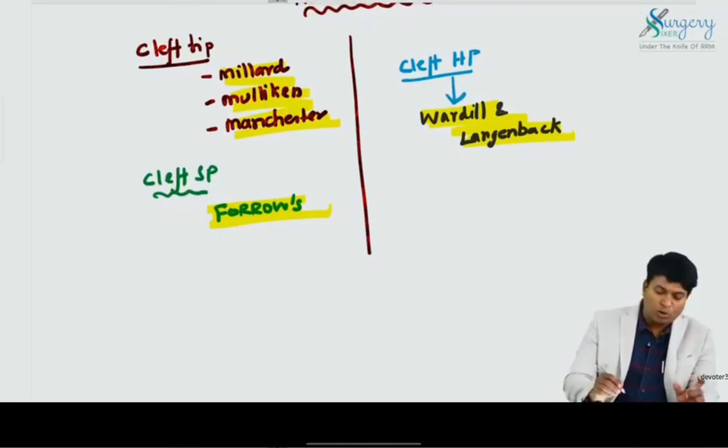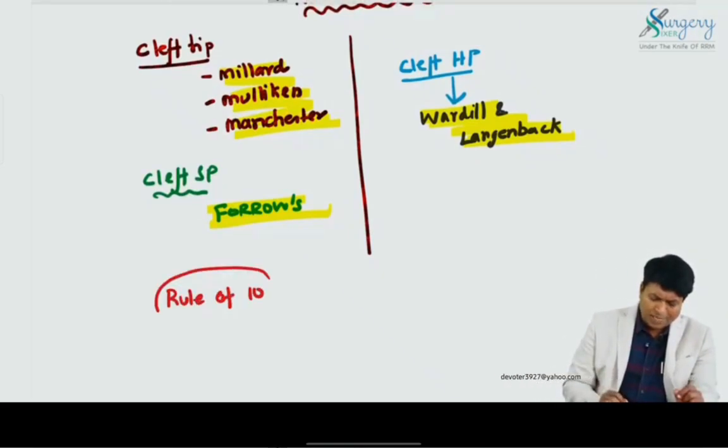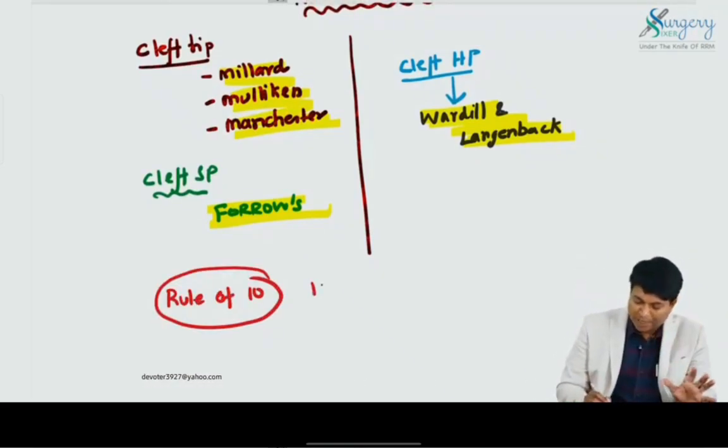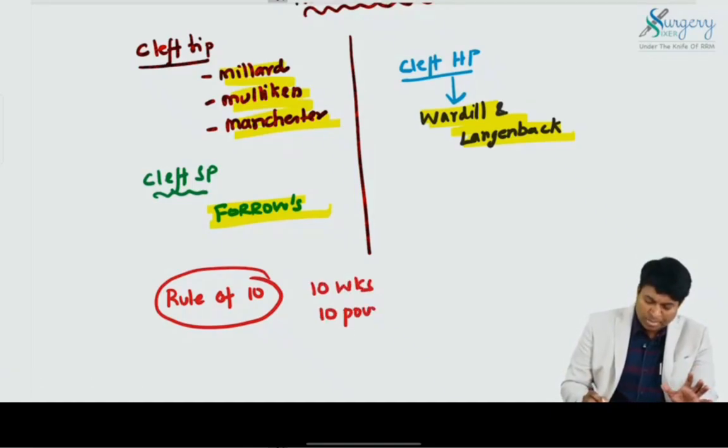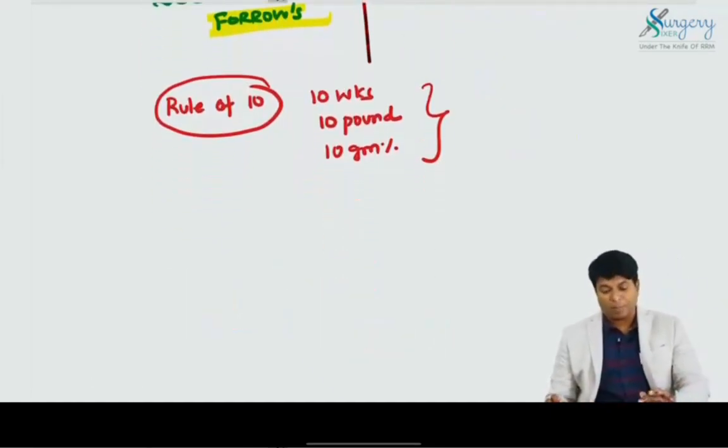There was an old rule known as the rule of 10. In those days, the ideal time of operation was not established, therefore they used to operate on a 10-week-old baby, minimum 10 pounds, 10 grams hemoglobin. The old surgeons used the rule of 10 in cleft operations. This rule is no more, because lip and soft palate we operate at 6 months, and hard palate at 15 to 18 months.